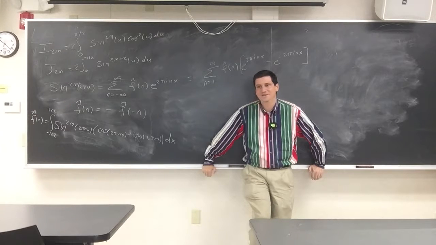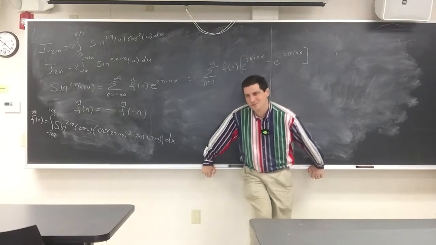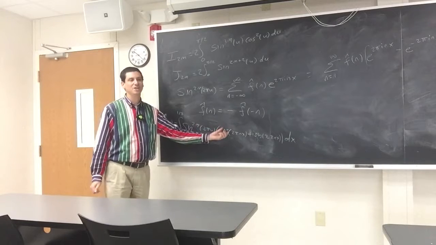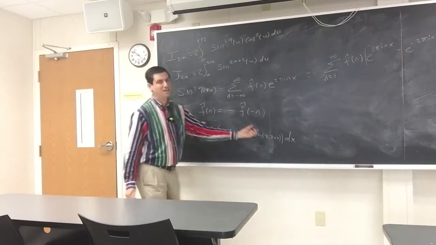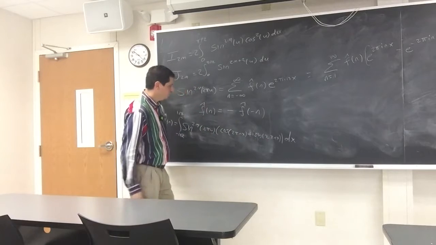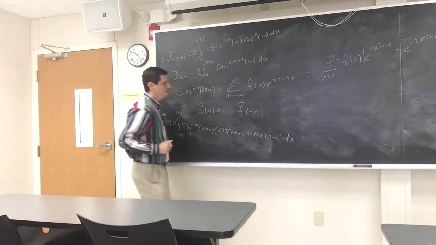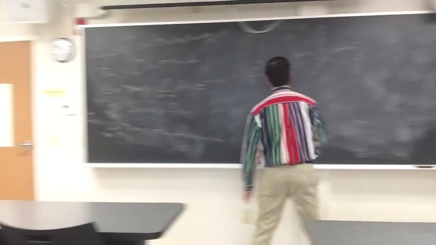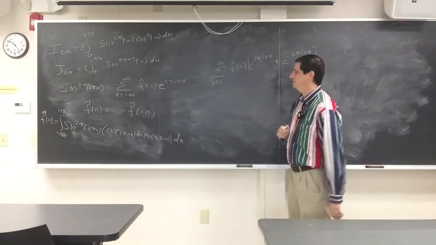Sine to the 2m is even. We have it to an even power. Okay, so rewind. We go back here. Because we have this to an even power, the sine times the cosine contributes. The sine times the sine does not contribute. So f hat of n equals f hat of minus n. So now we just come over here, and because they're equal, it's like this.